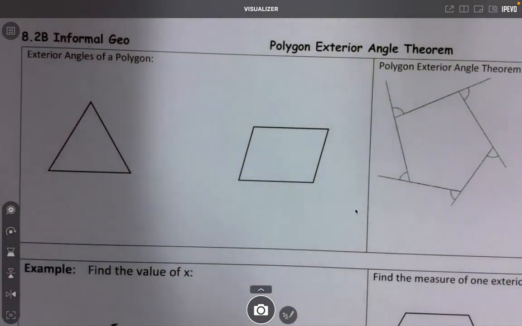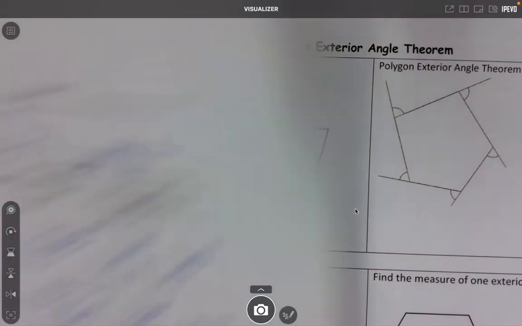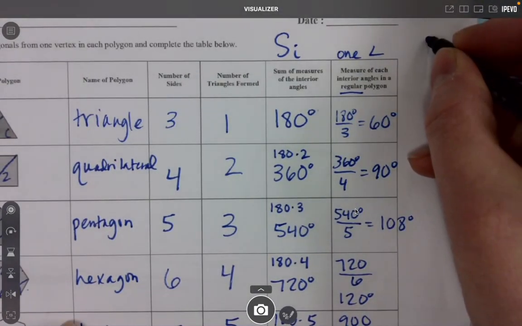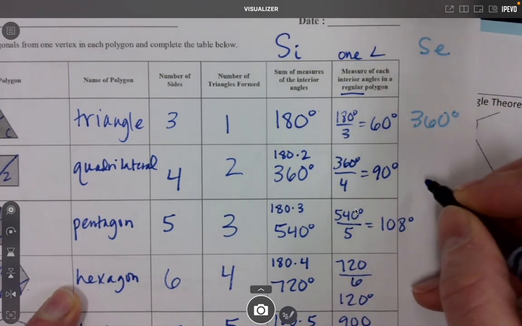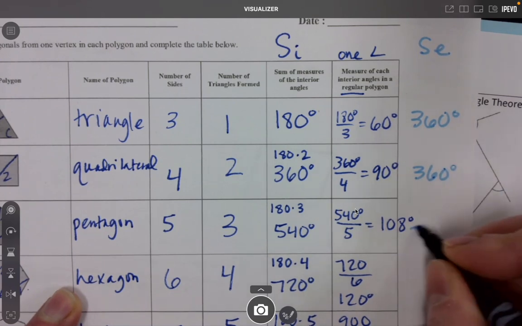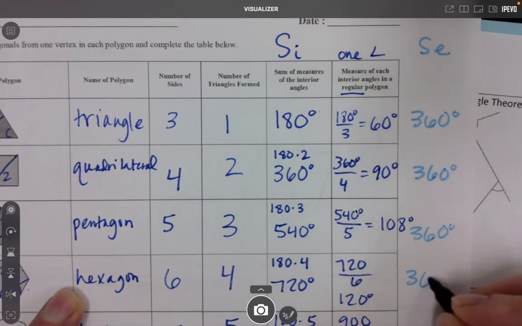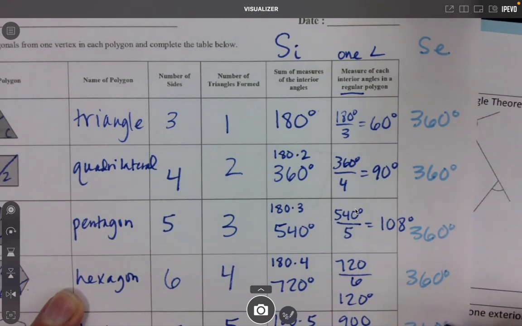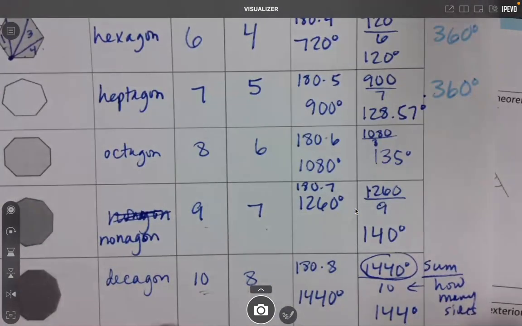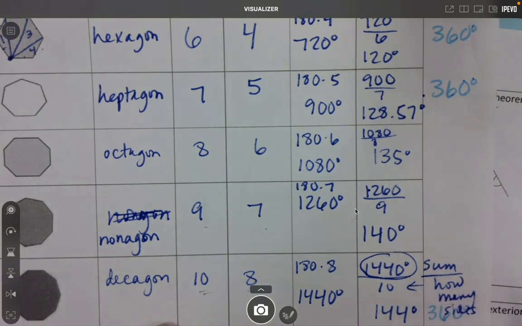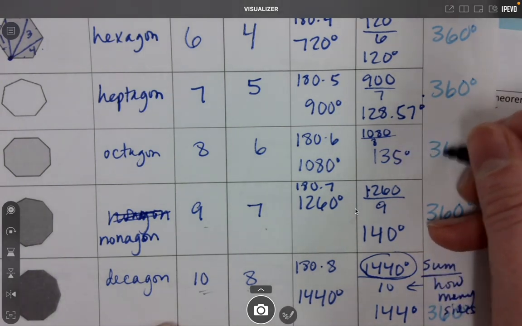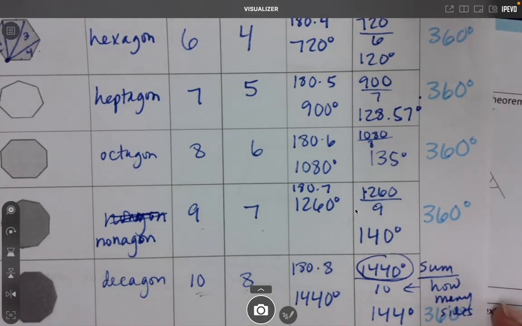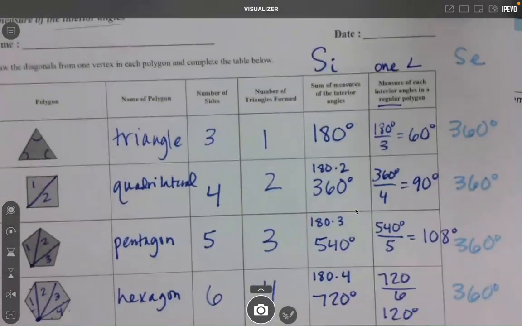So hopefully you did some kind of an activity at the beginning of class, and what we learned was the sum of our exterior angles for every single shape is always 360 degrees. So if you still have this notes page, you might go through and add that information in. So it's 360 for every single one, even our n-gon at the end, because as there's more of them, the ones outside get smaller and smaller, and so it doesn't matter how many you have, it's still just going to be 360.